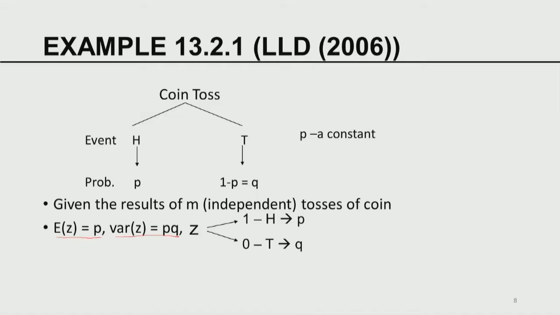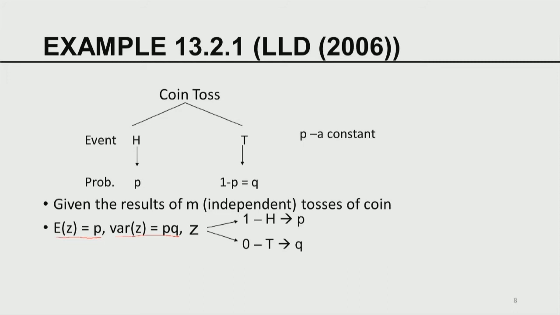Example 13.2.1 is taken from our book Lakshmivarahan, Lewis and Dahl, Dynamic Data Assimilation, published in 2006. Consider a coin tossing experiment. The events are coin falling head or tail. The probability of head is p, the probability of tail is q equals 1 minus p. We are assuming p is a constant, so we are following the Fisher's framework. Given the results of m independent tosses of a coin, in the previous illustration I used m equal to 1000.